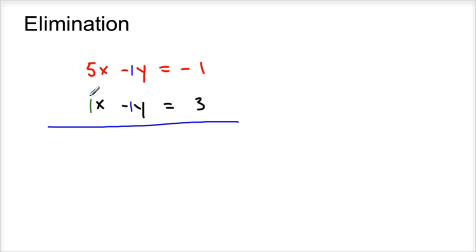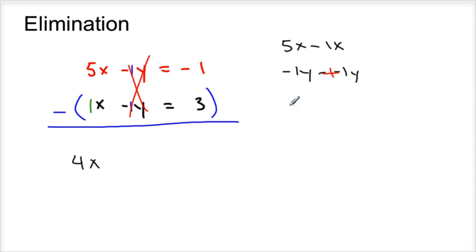You have a choice here. You can multiply this by negative 1 and make this a positive, or you can simply subtract the second equation from the first equation. So this is 5x minus 1x, and I get 4x. This is negative 1y minus negative 1y, which becomes plus 1y, which is 0, and that goes away. And then my last one is negative 1 minus 3, and I get negative 4. So be careful, make sure you're looking at the negative sign each time you subtract. And then 4x equals negative 4, and you get x equals negative 1.